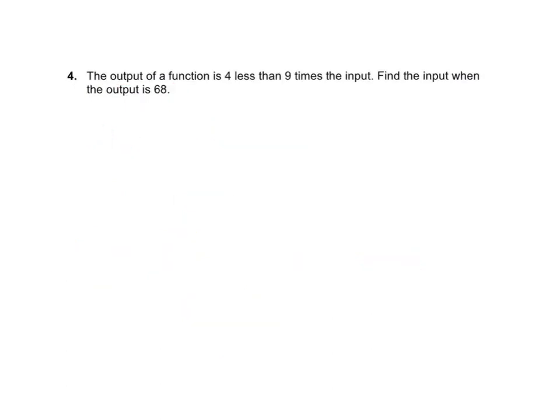All right, and our last one. The output of the function is 7 less than 9 times the input. Find the input when the output is 68. So the output of the function is 7 less. Again, we have to be careful with that one. That's got to go on the other side of that. 9 times the input, so it's 7 less than that. Now find the input when the output is 68.